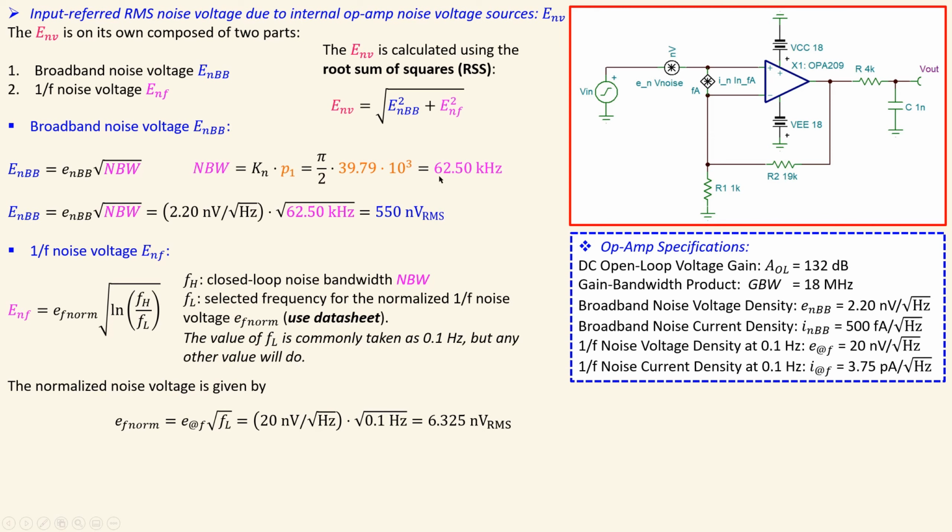Now I will substitute in here this value, and also for F_H, which is the noise bandwidth, 62.5 kilohertz, and also for the F_L, 0.1 hertz. If you do the math, you will get 23.10 nanovolts per root hertz.